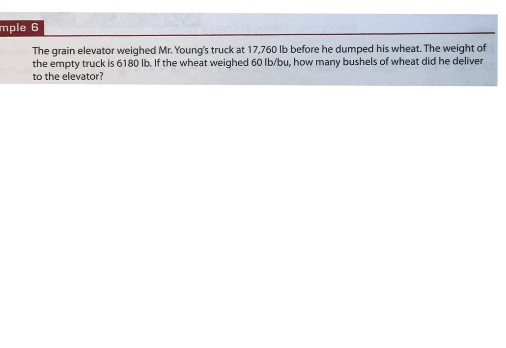The grain elevator weighed Mr. Young's truck at 17,760 pounds before he dumped his wheat. The weight of the empty truck is 6180. If the wheat weighed 60 pounds per BU, all right, how many bushels of wheat did he deliver to the elevator? So each bushel is worth 60 pounds. They want to know how many bushels he delivered.